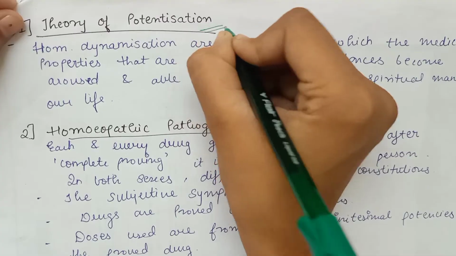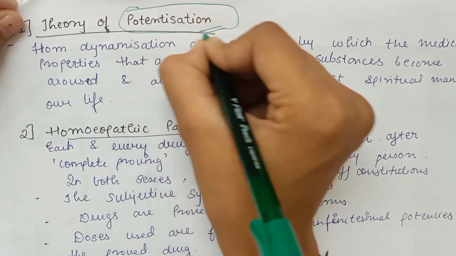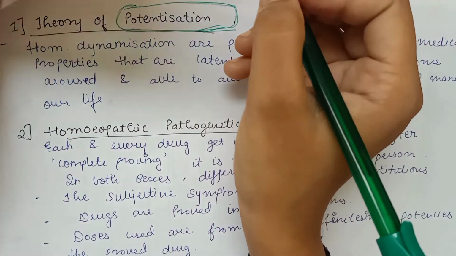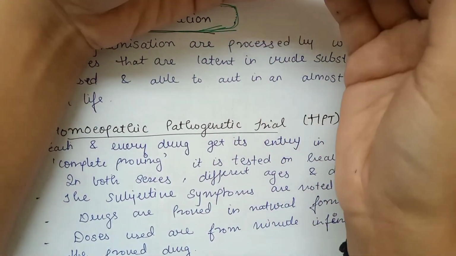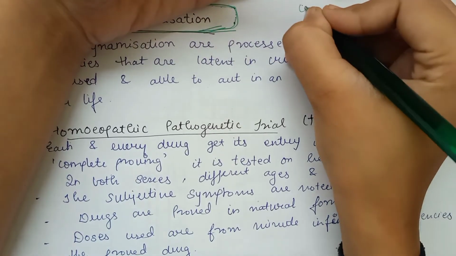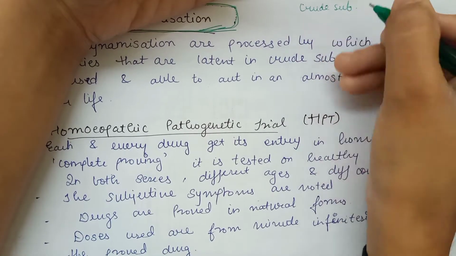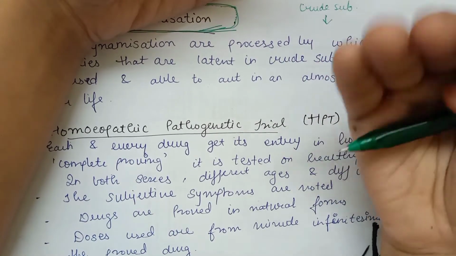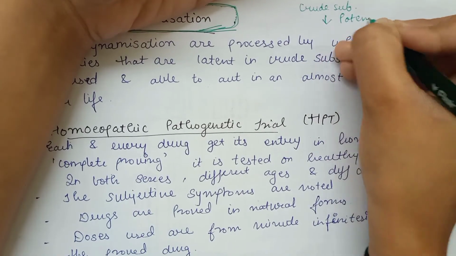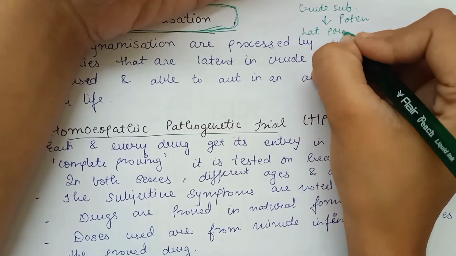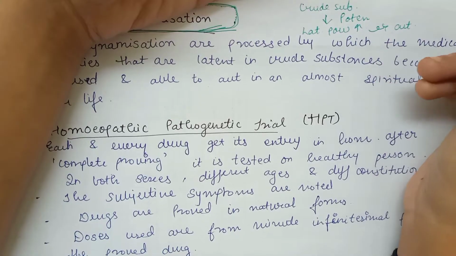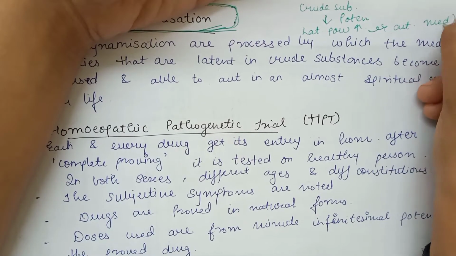So first we have to explain about the potentization. Potentization, right now I told what is potentization. So potentization is the process in which the latent power of a crude substance is increased. So a crude substance, suppose कि एक crude substance है, उसके अंदर medicinal power है लेकिन वो latent है, छुपी हुई है, तो हम उसको potentize करते हैं और उसकी जो latent power है उसको increase करते हैं ताकि वो act कर सके. Okay, इसी को potentize करके medicine form होती है.